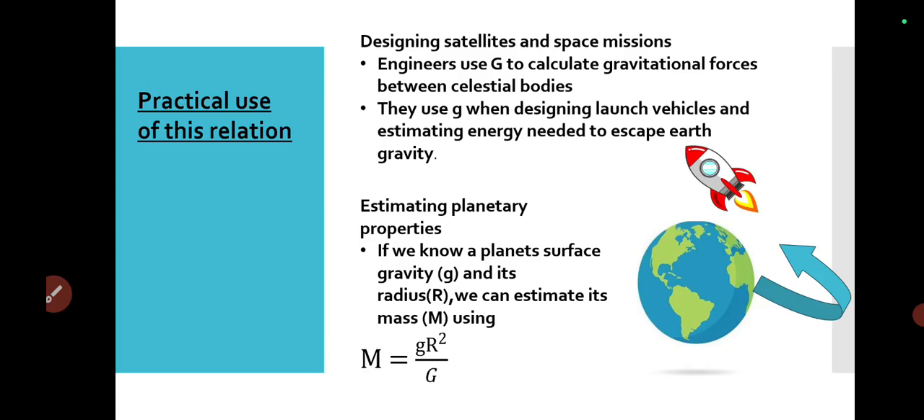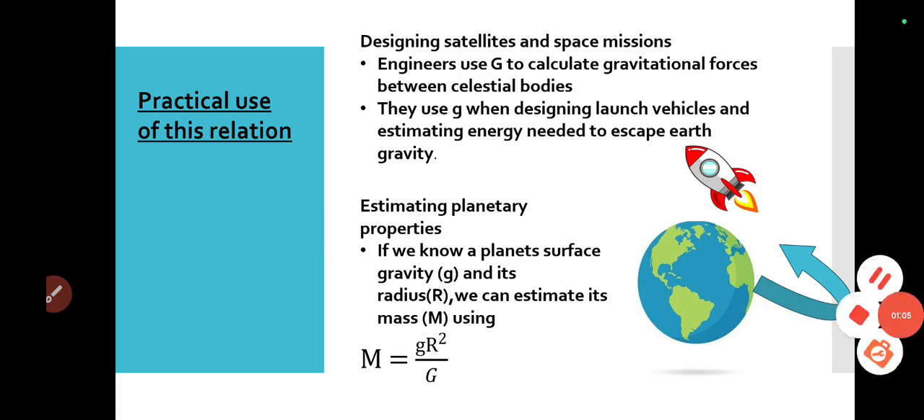Second use, estimating planetary properties. If we know the planet's surface gravity, small g, and its radius, capital R, we can estimate its mass, capital M. The formula for that is capital M equals g R square divided by capital G, where capital G is the gravitational constant and small g is the gravity.